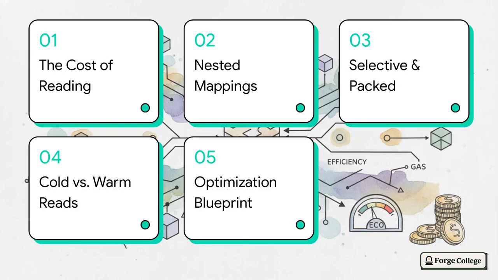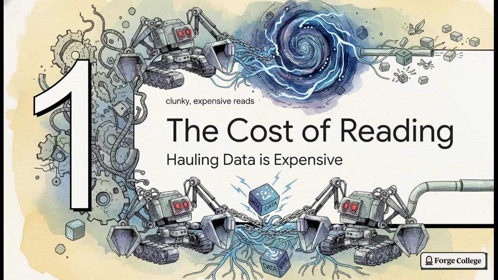Okay, let's look at the blueprint for today. We'll be covering 1. The cost of reading, 2. Navigating nested mappings, 3. Selective and packed getters, 4. Cold versus warm reads, and 5. The optimization blueprint. So, Section 1. The cost of reading, or why exactly is hauling data so expensive?